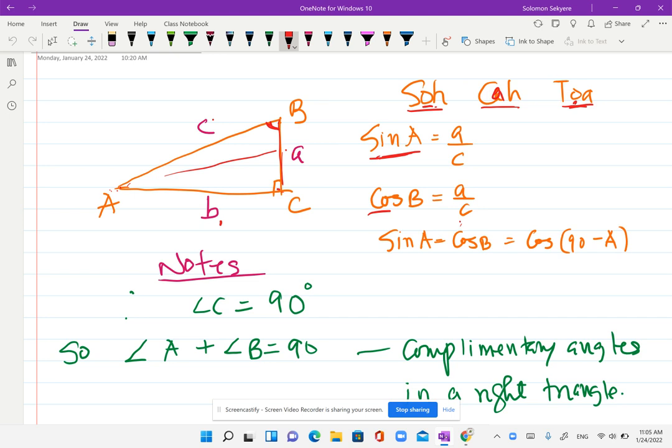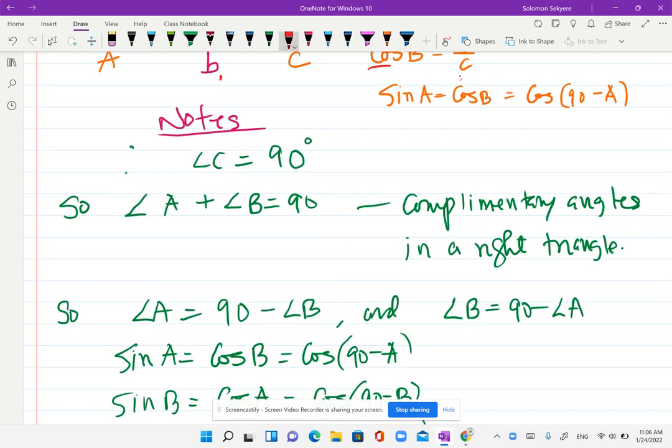Anyway, so sine A we know is the same as cosine of B. But watch, angle A and angle B added should be 90. Since it's a triangle, this angle C is 90, so A plus B will be 90. What does that mean? That means angle A is 90 minus B, and angle B is also 90 minus A.